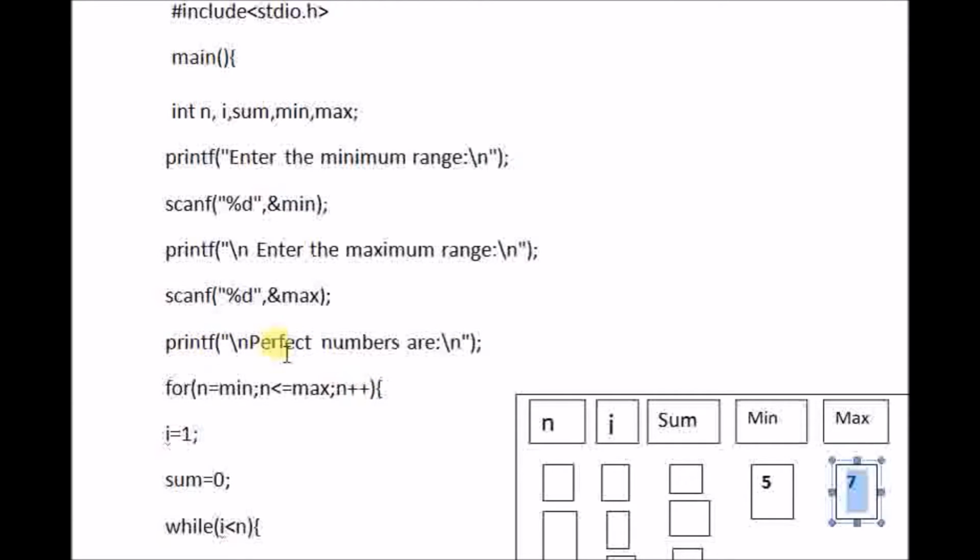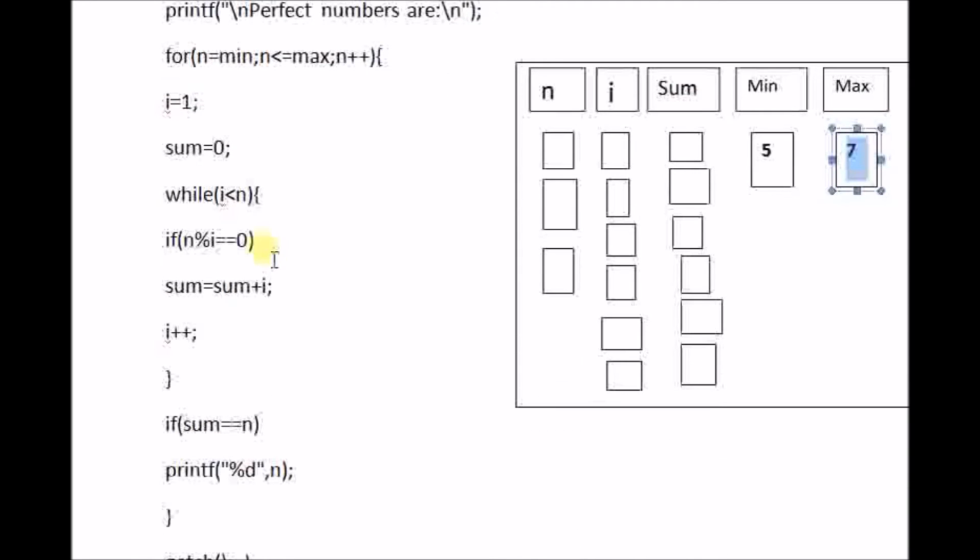Now this is the output statement, perfect numbers are, and the calculation part is here. So the first statement is for n is equal to minimum, n less than or equal to maximum, and n plus plus. Here we are assigning the value of minimum to n variable. So the value of minimum is 5. Now the value of n will also be 5.